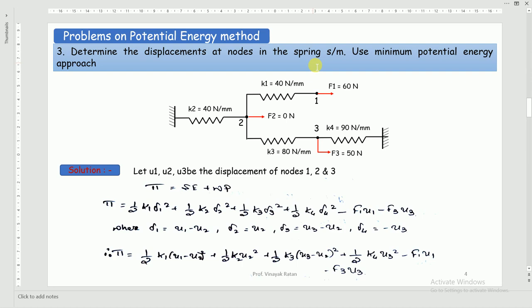That is the third equation, with respect to U3. Now with respect to U2, what will you get? So when you are writing the equations, first write with respect to U1, then with respect to U2, then with respect to U3.